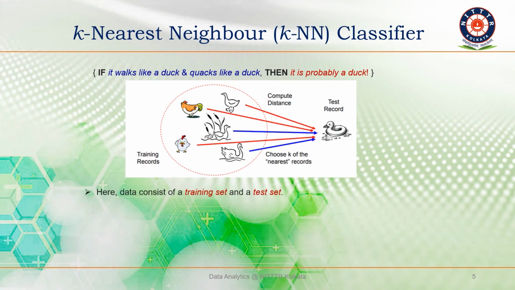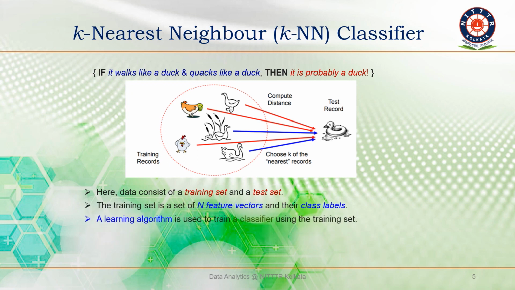Now let us understand the KNN classifier from the analytical point of view. The data consists of training data and test data. The training set is a set of n feature vectors and the class labels, because it is supervised classification. Then a learning algorithm is used to train a classifier using the training set. Finally, the test set is a set of feature vectors to which the classifier must assign labels. That means prediction of the class based on the features.